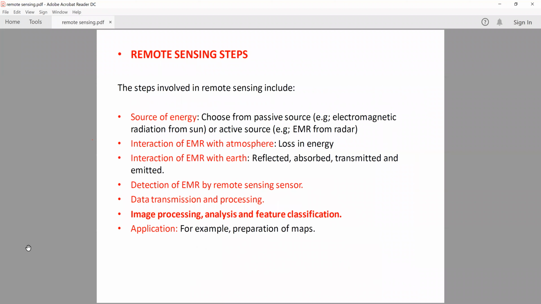So these are the different steps which are involved. First, you need to have a source of energy. The source can be an internal source or an external source, like we discussed. If you talk about a passive source, the most common example is electromagnetic radiation from the sun. Or if you're talking about an active source, that can be electromagnetic radiation from radar. Once you have that source, both these sources are at an altitude. So first that electromagnetic radiation has to interact with the atmosphere. And once it does that, as you also studied in GPS, there is loss of energy.